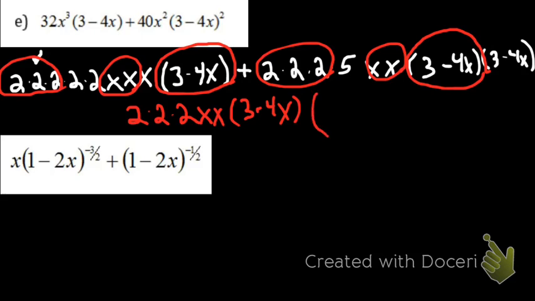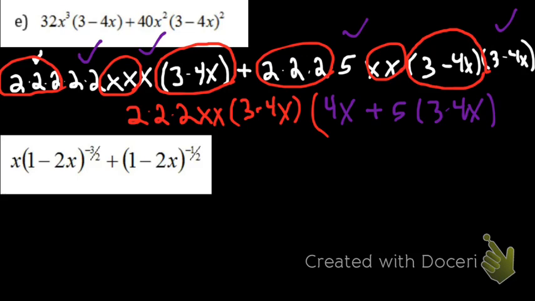Alright, now, what's left over, if you were to distribute this factor back in, well, you would need to account for these 2 2's and that x. So that's why we're going to leave a 4x in here. And then this 5 and this 3 minus 4x. So it'd be plus 5 times 3 minus 4x. Alright, now we're just going to clean it up. So this 2 times 2 times 2, xx, that becomes an 8x squared. Alright, and then times 3 minus 4x.